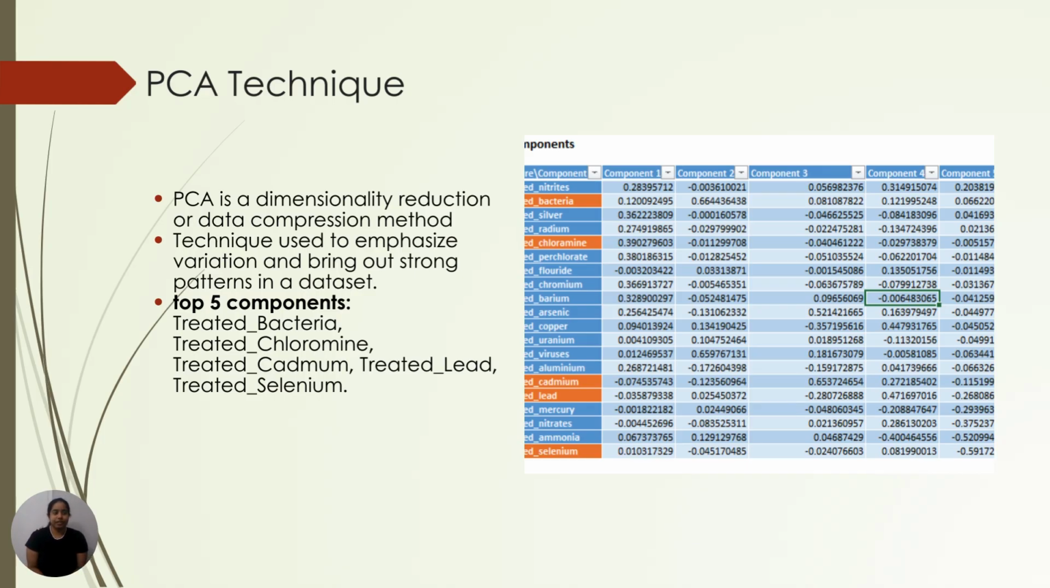So the PCA technique. PCA is principal component analysis. I have used the PCA technique to reduce the dimensions, to reduce the columns which are not important for the prediction. So we only select the variables which are important for predicting accurate results. We can reduce some of the columns and only select the important ones. After doing the PCA technique, I selected the top five components, which are bacteria, chloramine, cadmium, lead, and selenium.